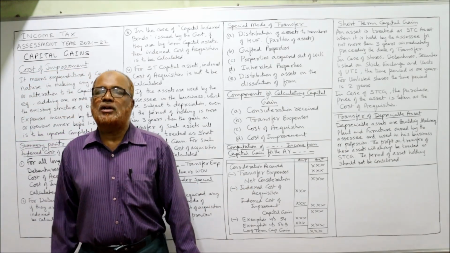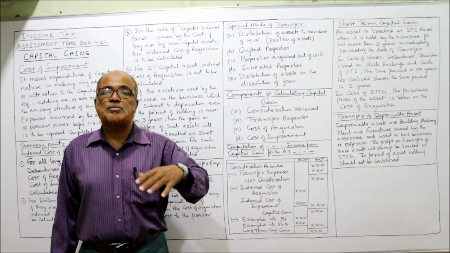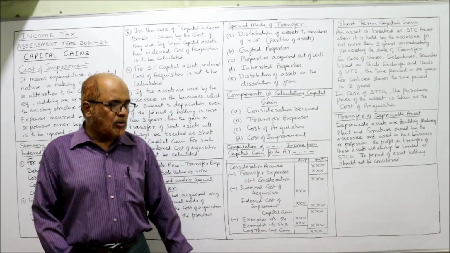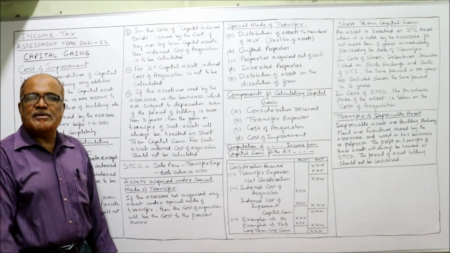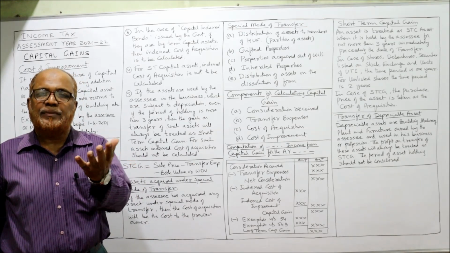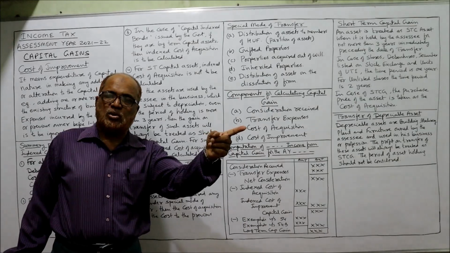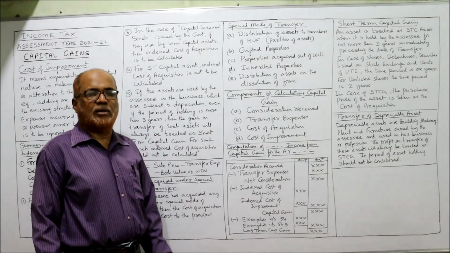So in examination, a theory question may be asked: what are the cases of special mode of transfer? So you have to write down this one. Special mode of transfer is that mode in which, without paying anything, the person got the property. So whatever the cost to the previous owner is the cost to the present owner.